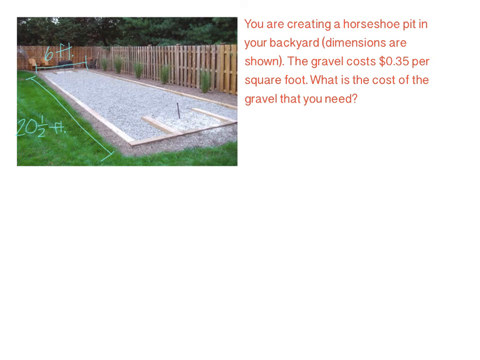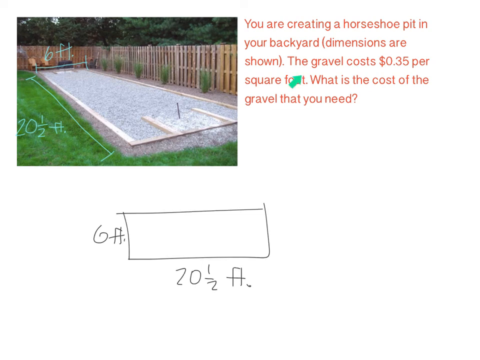Alright, so I'm actually going to leave you with this problem here, so I want you to just read it through real quick with me. You're creating a horseshoe pit in your backyard. Dimensions are shown right here in the photo. Okay, so you probably ought to, if you're in your notes, sketch something. You don't have to draw it in this perspective. You can just draw it as a rectangle. And I would draw 20 and a half and 6 feet, of course.